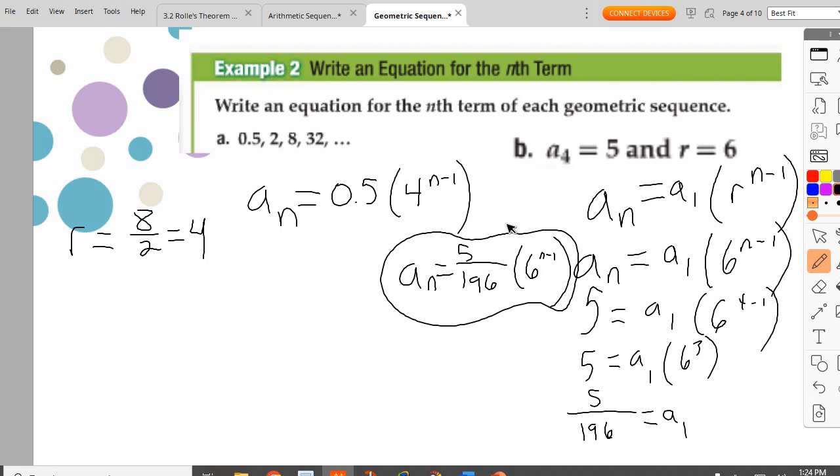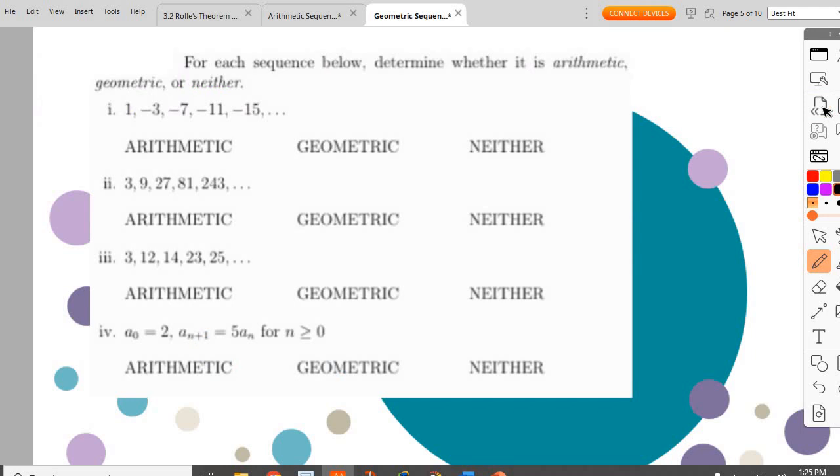So what are our different types that we've talked about so far? Geometric, arithmetic. We talked about one more yesterday. Recursive, right? Remember, recursive was the one where we had to use the previous term to find the next one. The reason I asked that is because we need to be able to identify what type of sequence or series we have here.